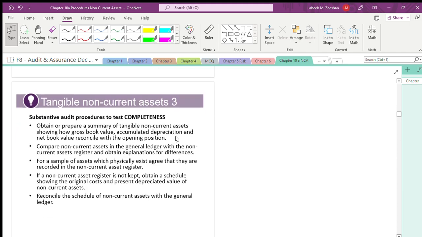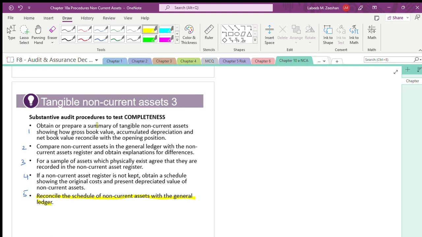Fine. Now, again, they have given you so many things. They will not ask you all of them. They will ask you a substantive procedure. For completeness, make it a point. You decide which one you are going to write. Understand? You have to decide exactly before the examination. See, like this, I am telling you. You assume, for completeness, you make it a point to reconcile the schedule of non-current assets with the general ledger.